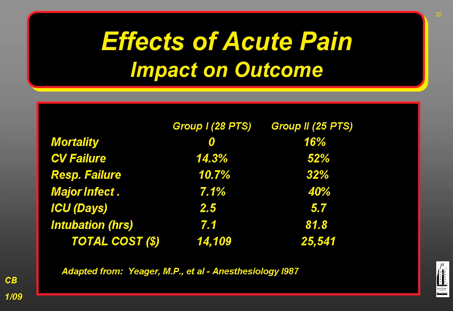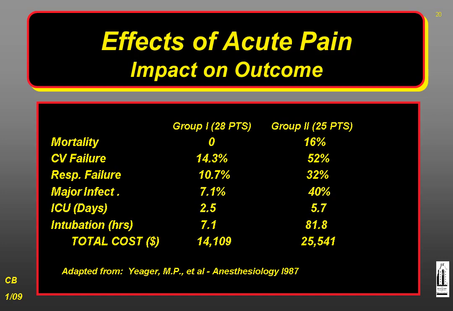The consenting patients were randomized to receive either epidural anesthesia and epidural postoperative analgesia or to be in the control group. 53 patients were studied, 28 in the epidural group and 25 in the control group. These were the results. In the epidural group, there was no mortality. The control group had 16% mortality. Due to the number of patients studied, this difference in mortality did not reach statistical significance.